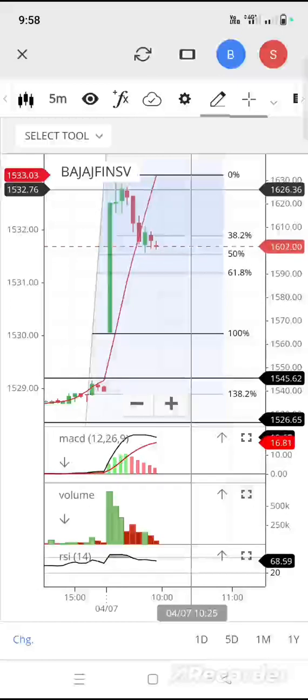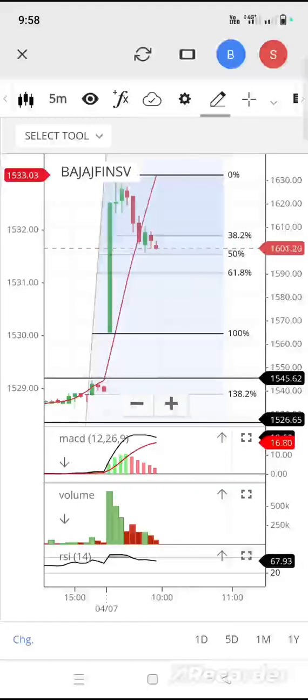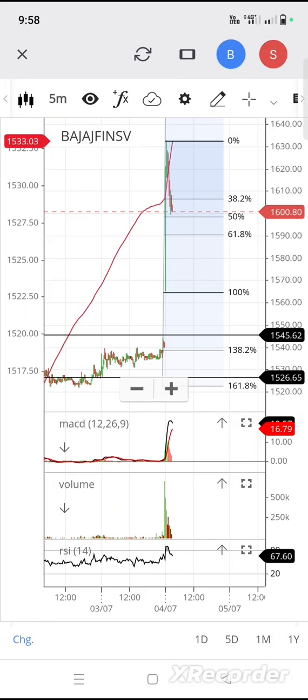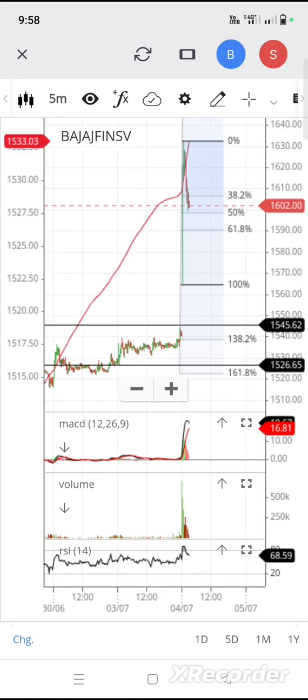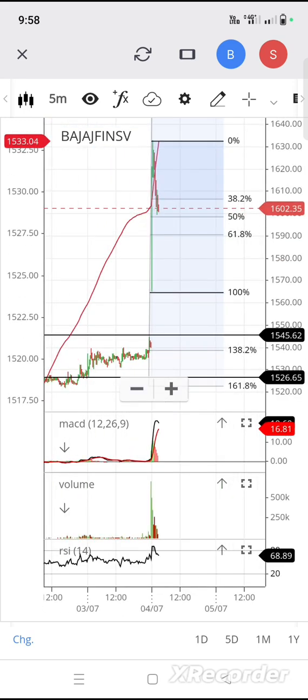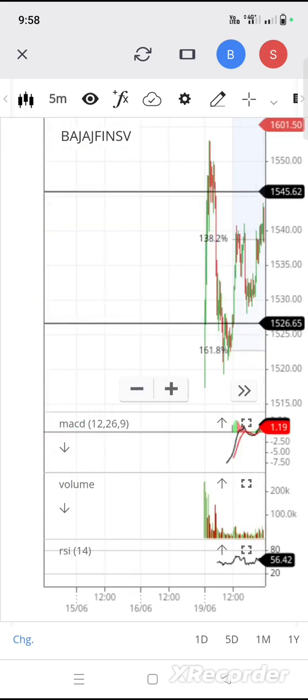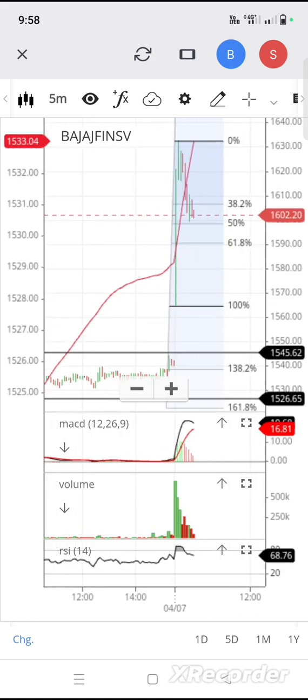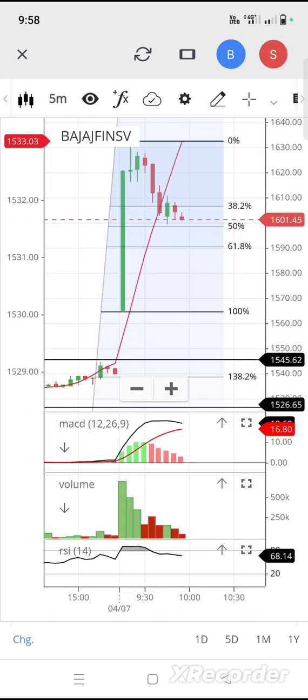So meanwhile, Bajaj Finservice is trading at 1600. We'll see how it is forming. So it was a huge candle. In these huge candles, it is very difficult to keep target and stop loss. Sometimes if we take the wrong side direction, we get stuck, or our stop loss will get hit.